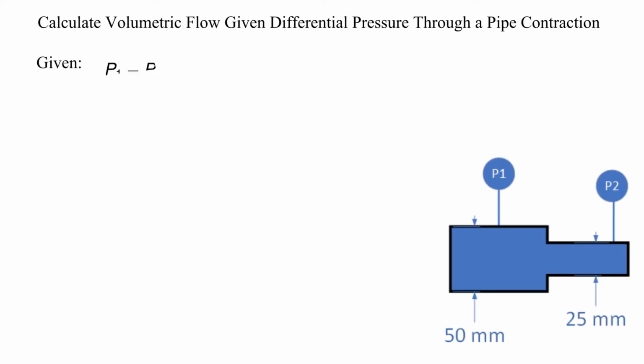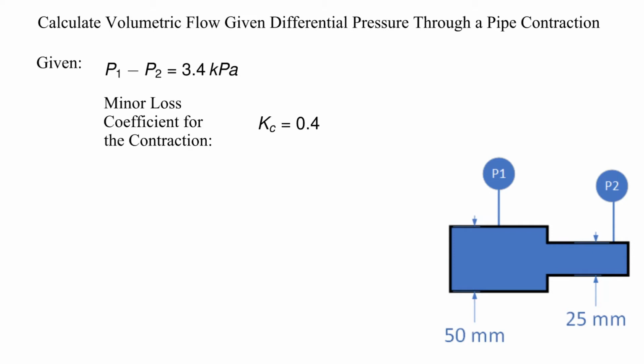The difference in pressure between point 1 and 2 is 3.4 kilopascals. The minor loss coefficient for the contraction is 0.4. If this were not provided, we would look this up based on the ratio of the two diameters. The flow is also incompressible.